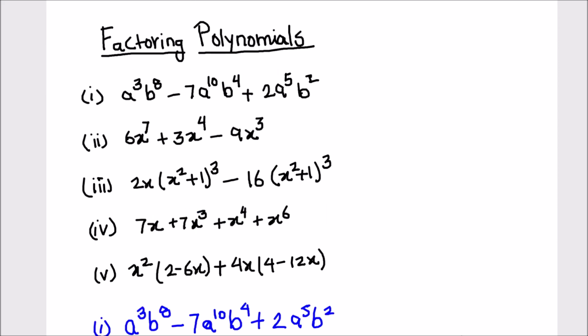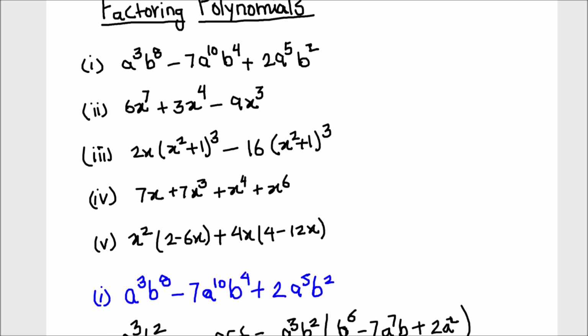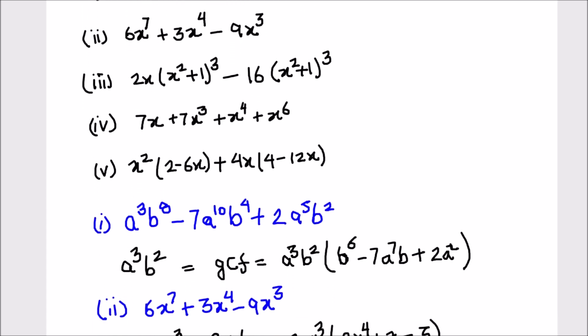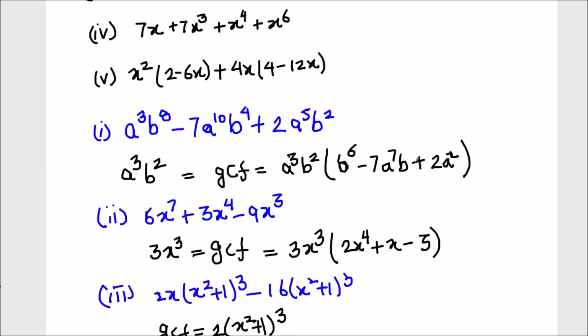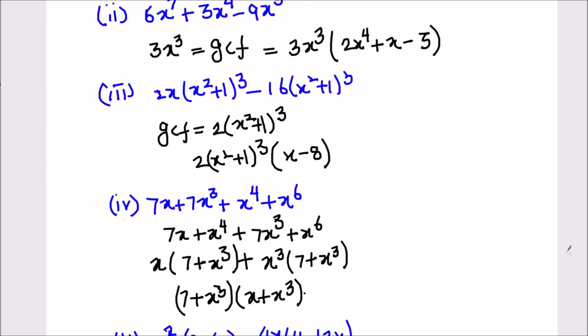So factoring polynomials can be done in different ways. We need to find the common factor or the greatest common factor between all the terms in the expression, and we can do it simply by taking the common terms out as we did in our first two examples, or we can do it by grouping as we did in our last three examples.